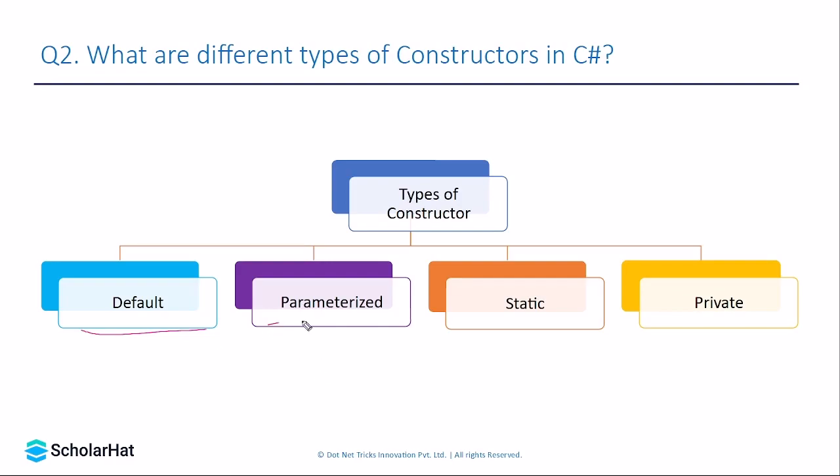The next is a parameterized constructor, where we pass certain parameters like first name and last name. Then we have a static constructor as well, and a private constructor. A private constructor has a specific use case we'll discuss later, but as of now, you can see that there are four types of constructors: default constructor, parameterized constructor, static constructor, and private constructor. We have a copy constructor as well, but that is out of scope. From this point of view, there are only four types. Let's understand these four types one by one in the upcoming slides.